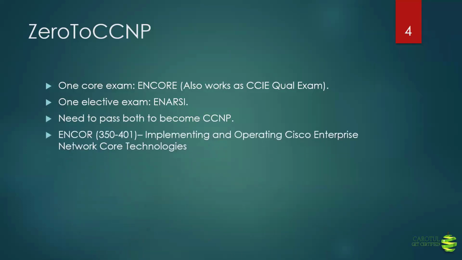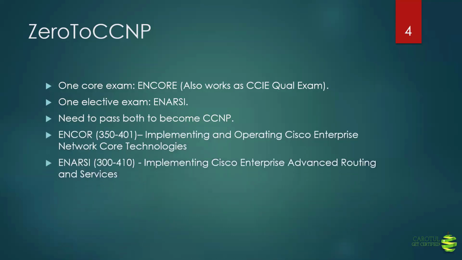Now, ENCOR is Implementing Cisco Enterprise Network Core Technologies, and ENARSI is Implementing Cisco Enterprise Advanced Routing and Services. So you will see that ENARSI covers in-depth routing and some IP services. ENCOR, on the other hand, covers the basics of routing and switching, and a little bit of information about newer technologies as well, like SD-WAN, wireless, automation, and programmability.